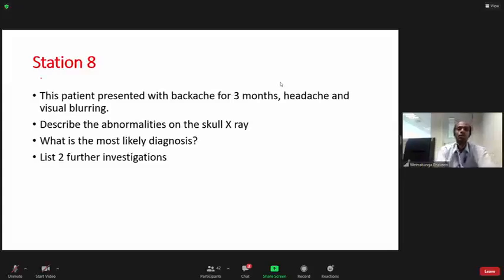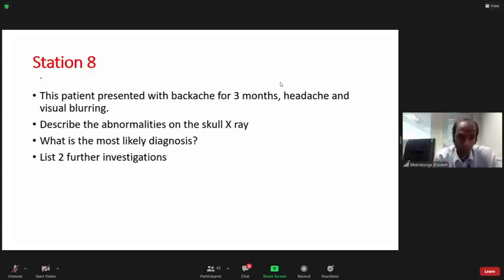Right. So the commonly given CT scans are infarction and subarachnoid hemorrhage. Intracerebral hemorrhage is given less often. Okay. Right, so let's move on to number 8.